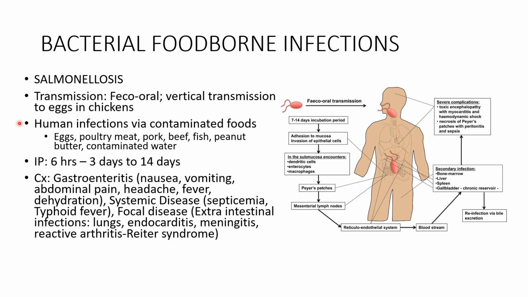So human infection is usually, of course, through ingestion of contaminated food. So this may be eggs, as previously mentioned, poultry, pork, beef, fish, peanut butter, and contaminated water. The incubation period is 6 hours to 3 days, or often lasts up until 2 weeks. Then clinical signs vary from simple gastroenteritis, so GIT involvement, to systemic disease, to focal disease, but more commonly it is a gastroenteritis. So you may experience a number of clinical signs depending on the type that you get.